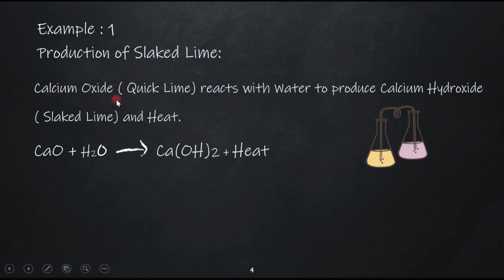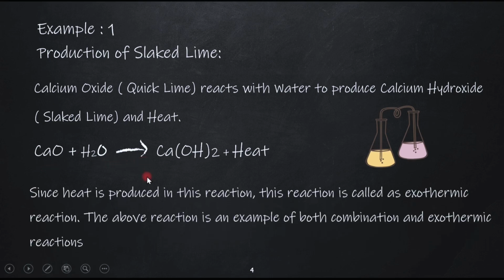Dear student, calcium oxide reacts with water. Here the calcium oxide reacts with water and produces calcium hydroxide. In this reaction, heat is also given out. So this is one example for combination reaction. Since heat is produced in this reaction, it is also known as exothermic reaction.